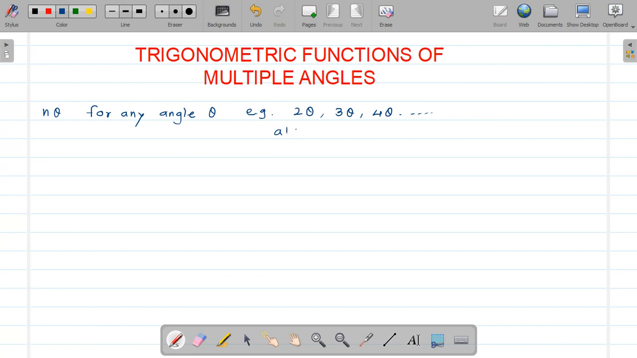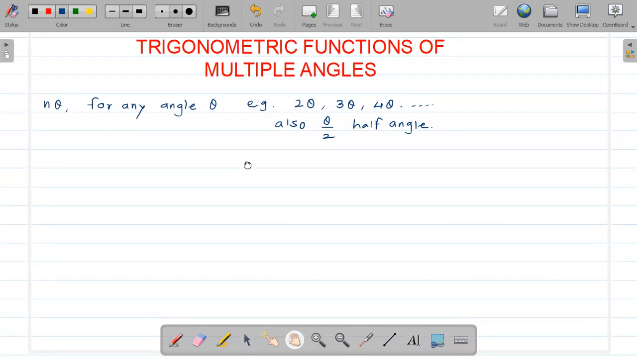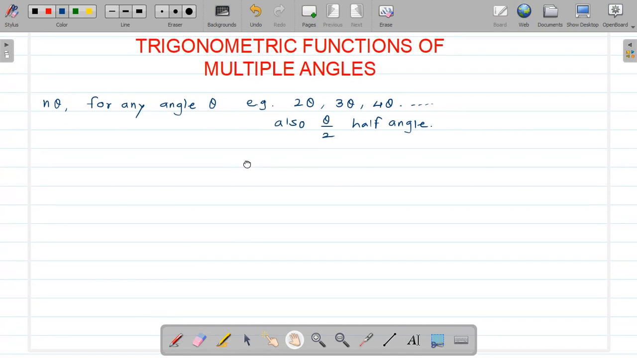Also, theta by 2 means half angle. So all these are called multiple angles. Now today, in the multiple angles, we are going to discuss the double angle, that is 2 times theta, and half angle also. And here we are going to study the double angle formulae, and simultaneously we will discuss the half angle formulae also. So let us see.